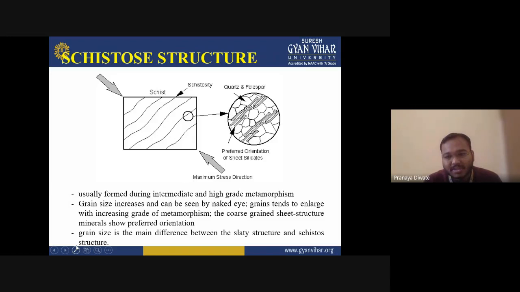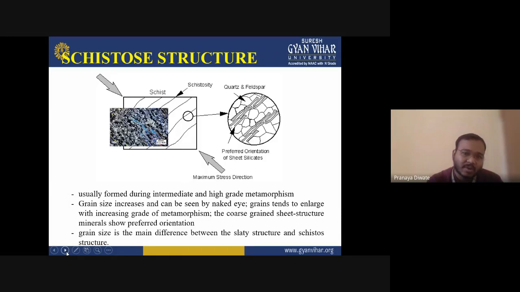The coarse grained sheet structure minerals show preferred orientation. The grain size is the main difference between the slaty structure and the schistose structure.